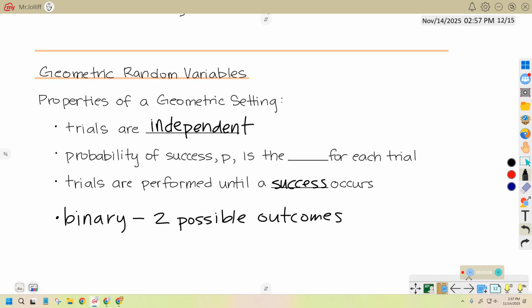And then the S, what does the S in BINS stand for? Same probability for each trial. The probability of success is the same for every trial. Flipping heads is 50% every time. The coin doesn't care whether it was the first flip or the 10th flip. Good.